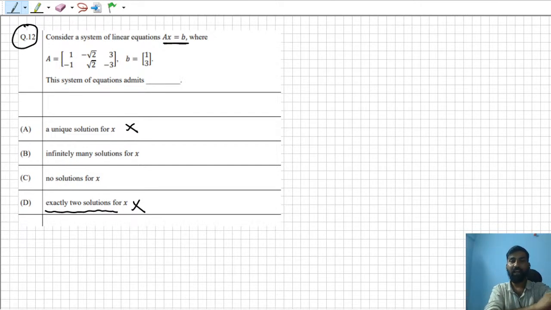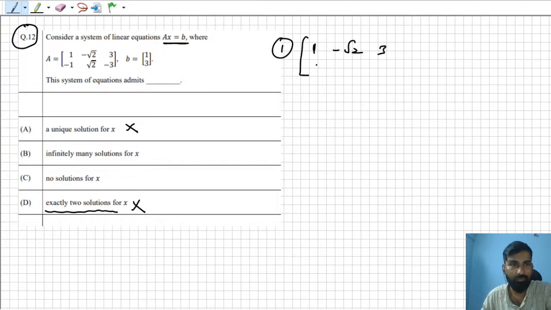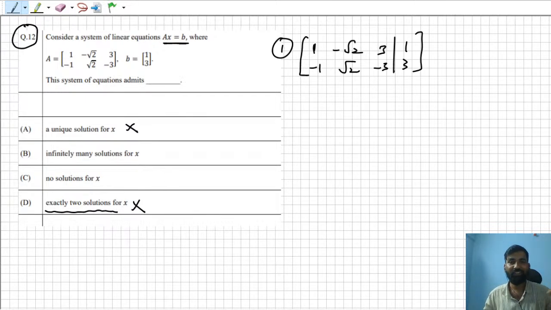Now the question is, between B and C, which one is correct? So the very first step is, you have got A, you have got B as well. So you write here 1 minus 2 3 minus 1 root 2 minus 3 1 3. Now you can get 2 kinds of solutions here: no solution or infinitely many solutions, right? You will get no solution only when the system is inconsistent, and I believe this system is inconsistent.